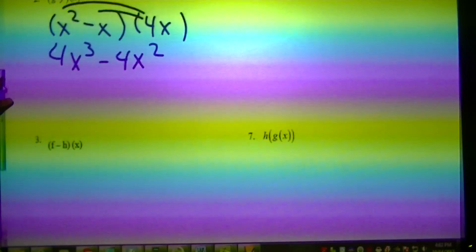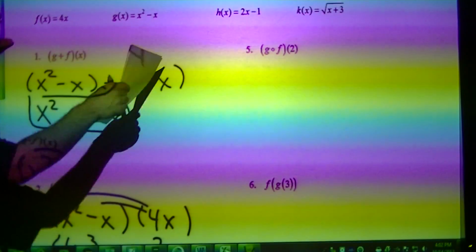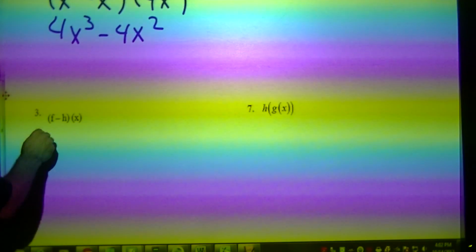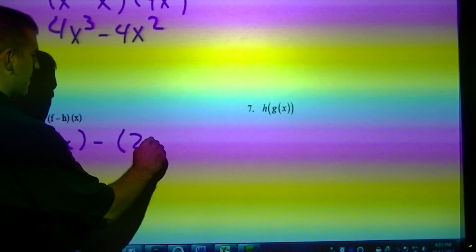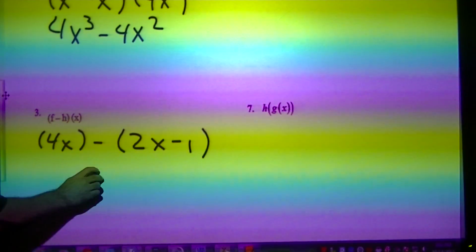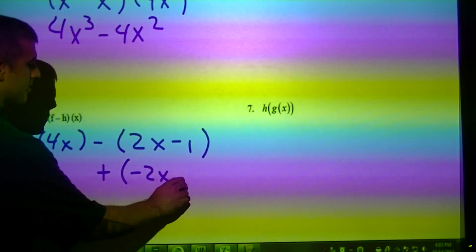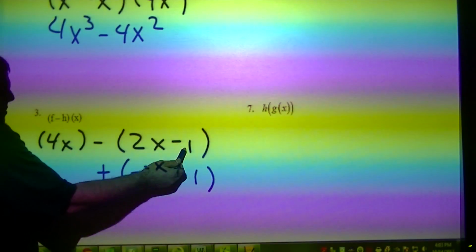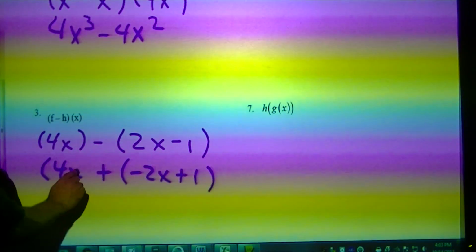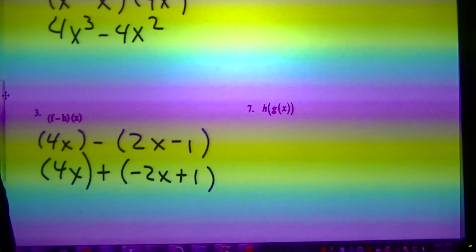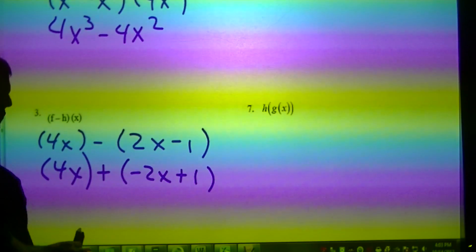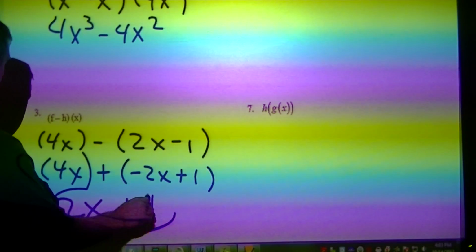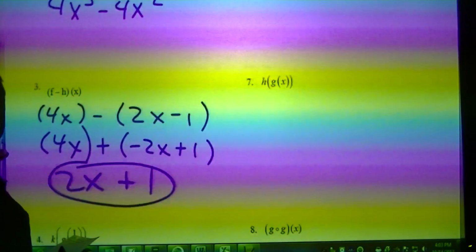3, f minus h. Okay, so that's 4x minus 2x minus 1. Now, what the negative means is I can turn that around to a positive, and what I did is I changed the sign. Positive 2x to negative 2x, negative 1 to 1. That way when I combine like terms, it's easier to type in. I got 4 plus negative 2, which would be 2x, and nothing with that one, that's going to be plus 1. So there's my answer on that one.